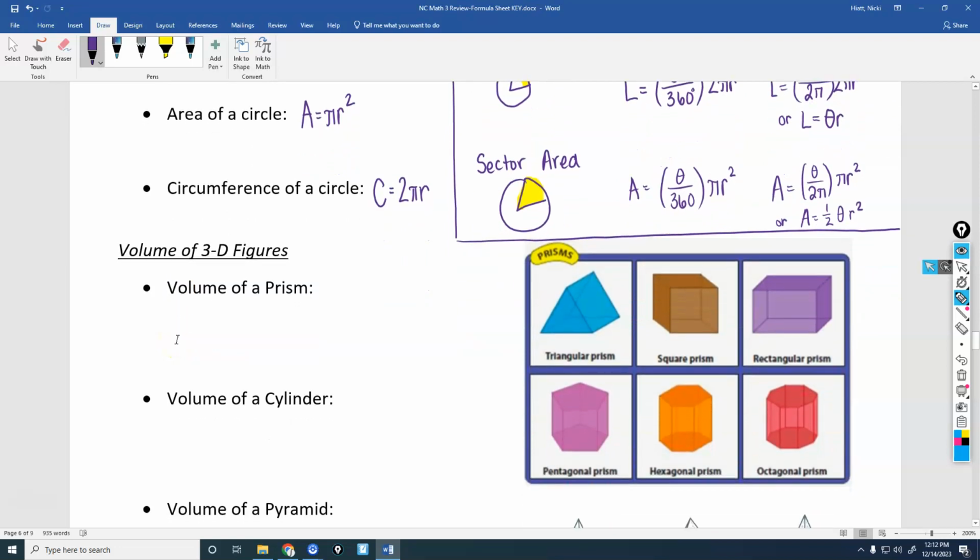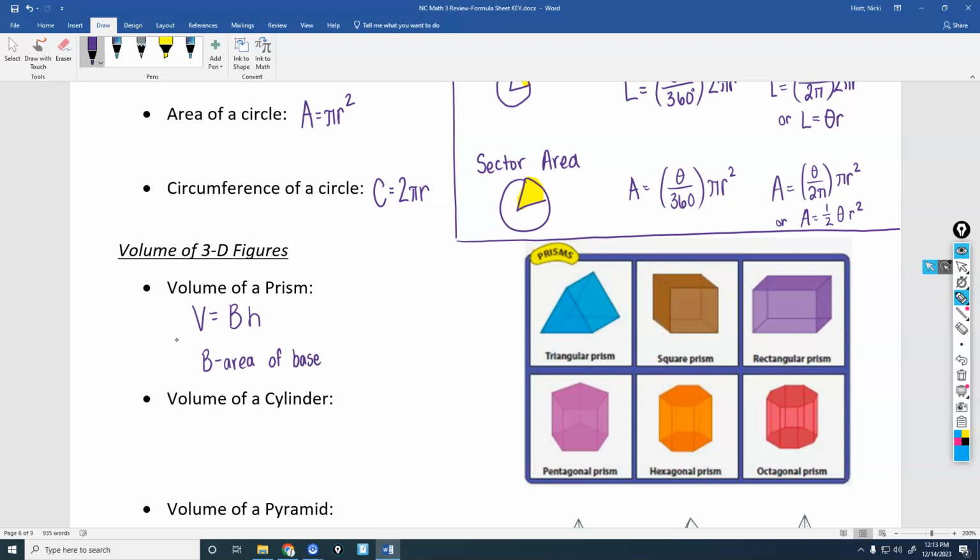All right. We got volume formulas. Volume of a prism. I've got several prisms drawn over here. Volume equals area of the base times the height. That capital B is the area of the base.